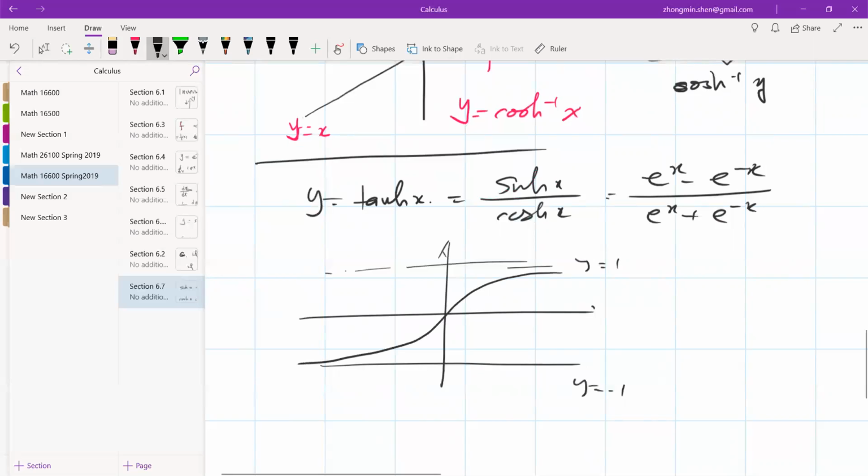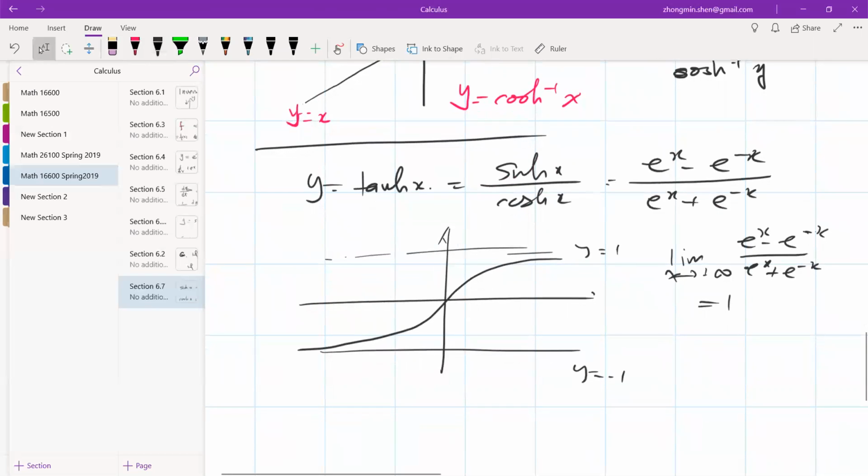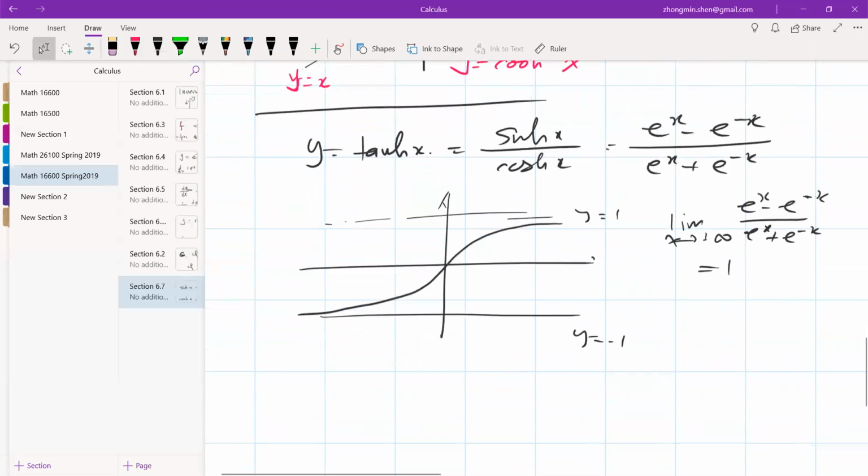Why does it have a horizontal asymptote? Because when you look at the limit as x approaches positive infinity, you will see that the limit is going to be 1, clearly. Why? Because this e to the negative x is almost 0. You can ignore it. E to the x over e to the x, the quotient approaches 1. So that's why it's going to be 1. So this is the graph. The inverse exists. I'm very curious to find the inverse.